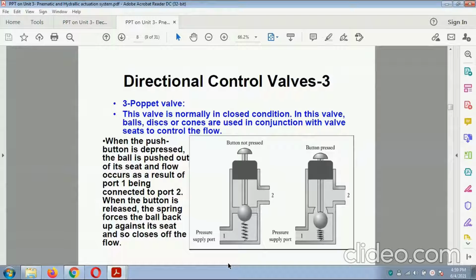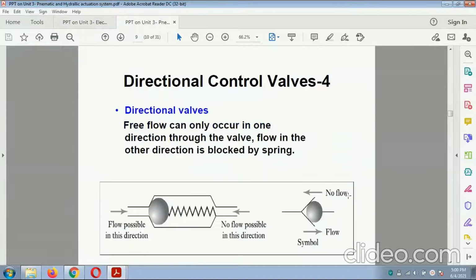When the push button is depressed, the ball is pushed out of its seat and flow occurs, resulting in port 1 being connected to port 2. When the button is released, the spring forces the ball back up against its seat and closes off the flow. So this is the system. You have to push the button, and after pressing the push button, the pressure is released out.